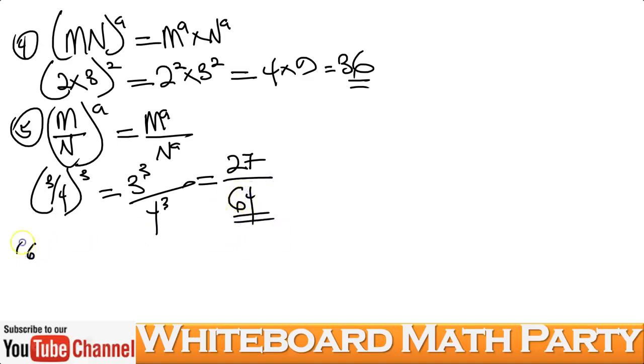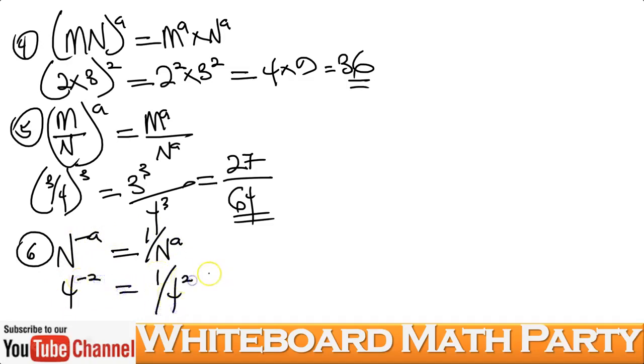Now, what is rule number 6? Rule number 6 is what I call the negative power rule. n raised to the power negative a can be expressed simply as 1 divided by n raised to the power a. A simple example is 4 raised to the power negative 2 is the same thing as 1 divided by 4 raised to the power 2, which when simplified is going to be 1 over 16.